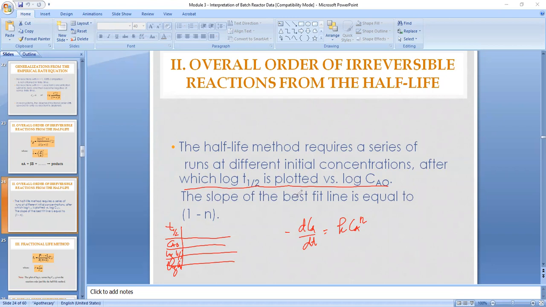Now, if I may ask you, how would you do it? Because in here, you're going to look at the instruction or the suggestion that is given in the text. You are to plot. The term that is used is you are to plot the log of the half-life versus the log of the CAO. Now, if we are not going to plot, how will you come up with the n? As it's stated here, you have the 1 minus n, which is equated to the slope of the best fit line. How will you come up with it?